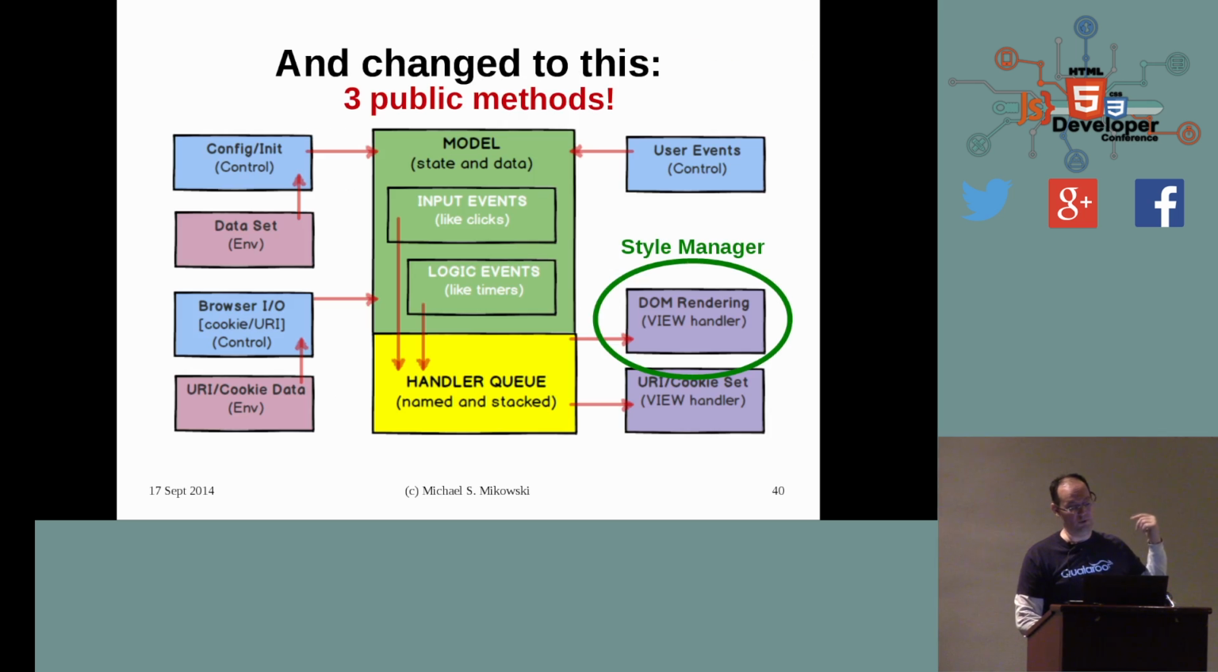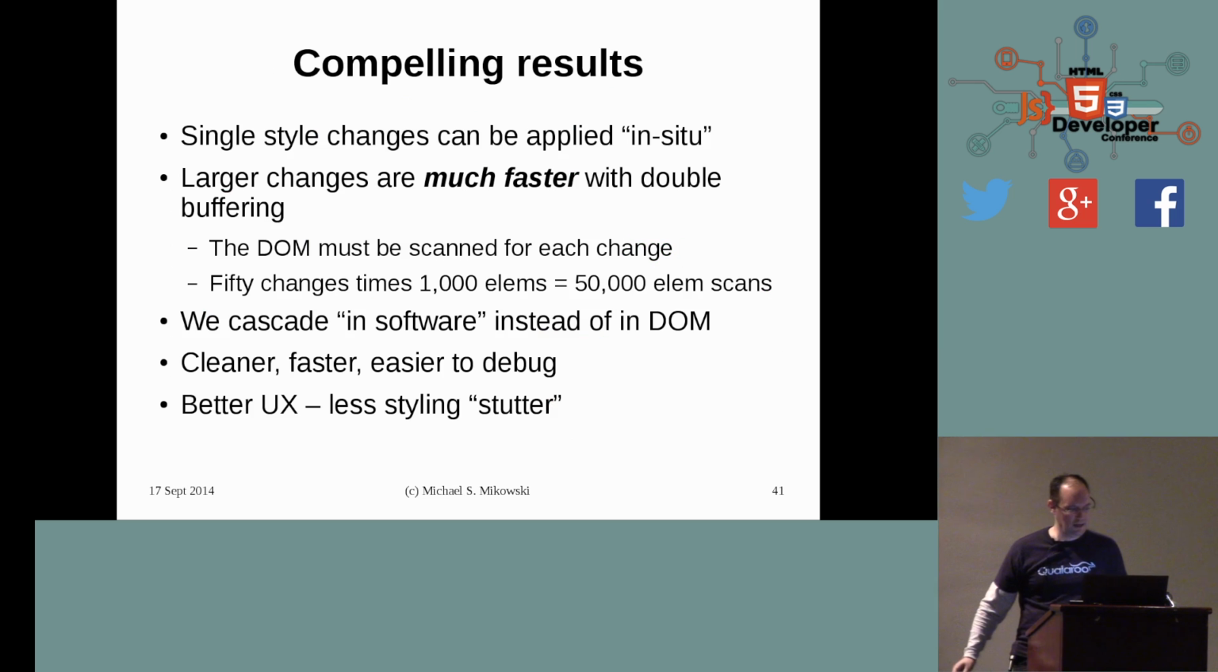Oh, I did want to point that out. I'm really proud of the fact that we went from like 250 public methods to 3 in the refactor. That's always a nice feeling. Okay. So the compelling results are that large changes can be done much faster, as we've talked about.